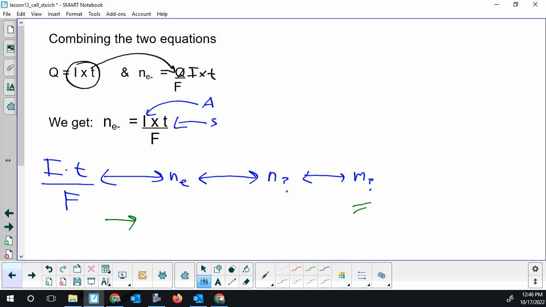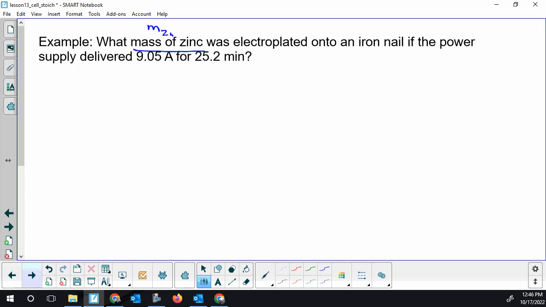So I need current and time, and then look up Faraday's constant to get started. So when I make that little list, I'm going to use current and time. That's going to give me moles of electrons. From moles of electrons, I can get moles of what I'm plating. What mass of zinc was electroplated onto an iron nail? We are plating zinc. This iron I threw in as a distractor. It doesn't matter what electrode it's going on or what metal it's going on top of. I just care about the zinc. And then I can get mass of zinc.